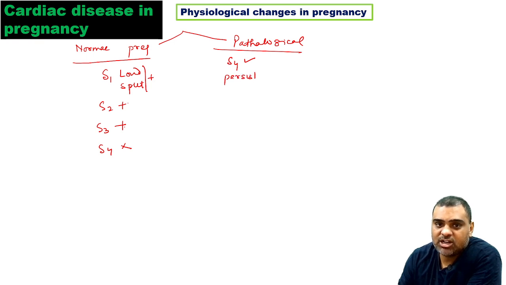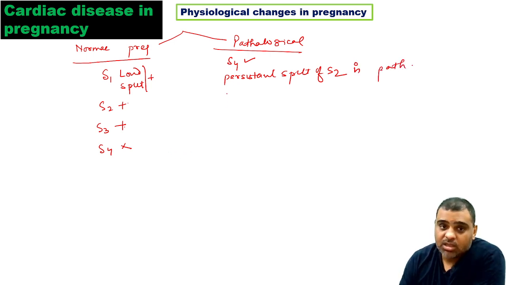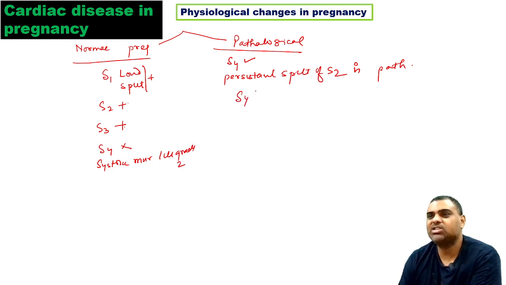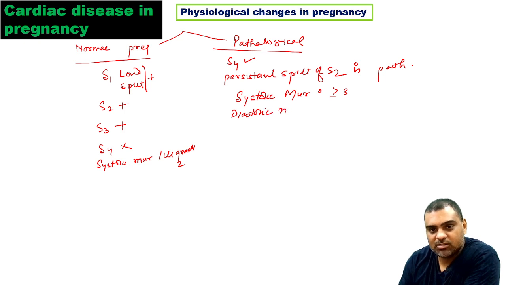Then a persistent split of S2 is pathological. Okay. Systolic murmur till grade 2 is physiological. These all things are asked in MCQ, so you have to remember: a systolic murmur of grade 3 and D for death, D for die. So diastolic murmurs are always pathological.